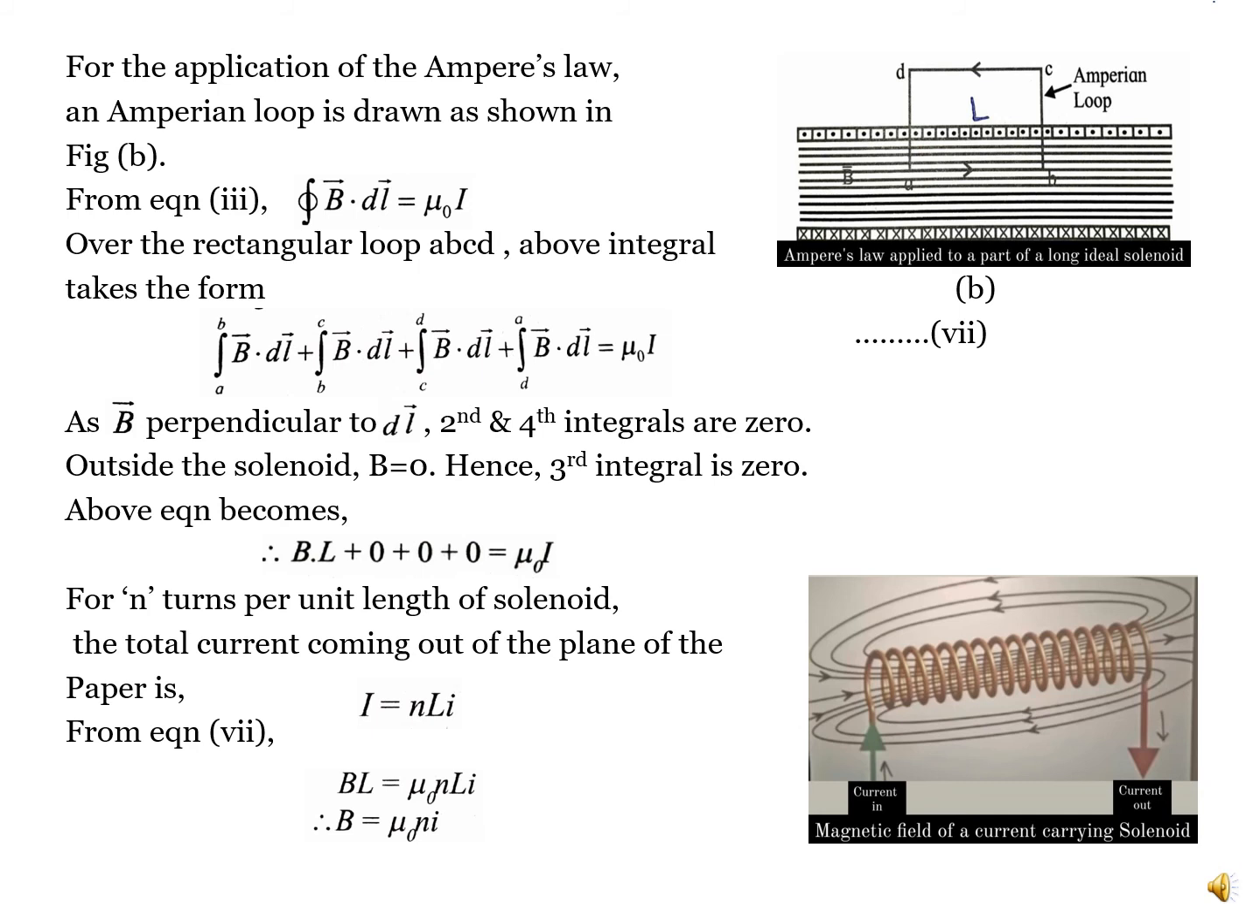If n be the number of turns per unit length of the solenoid and the current flowing through the wire is i, then the total current flowing through the path is I equals nLi. Substituting the value of I in the above equation, BL equals μ0 nLi. L from both sides will get cancelled and the final equation will be B equals μ0 n i. It is the magnetic field produced by the current flowing through the solenoid.